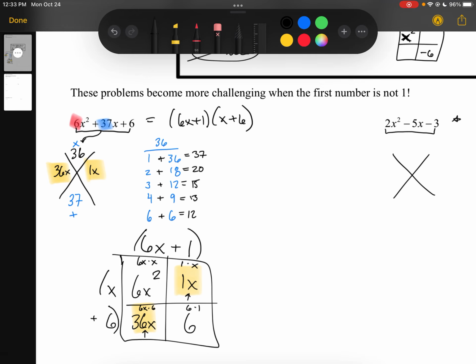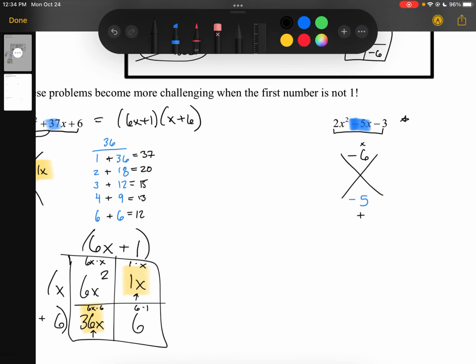So our first top part here, 2 times -3 is -6. And then on the bottom, a reminder that that's just where our middle term goes, which in this case is -5. So we need things that multiply to get -6 and then add together to get -5.